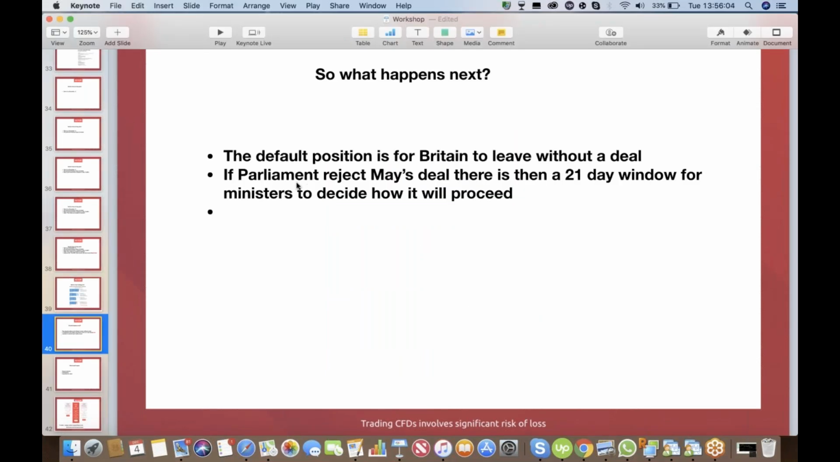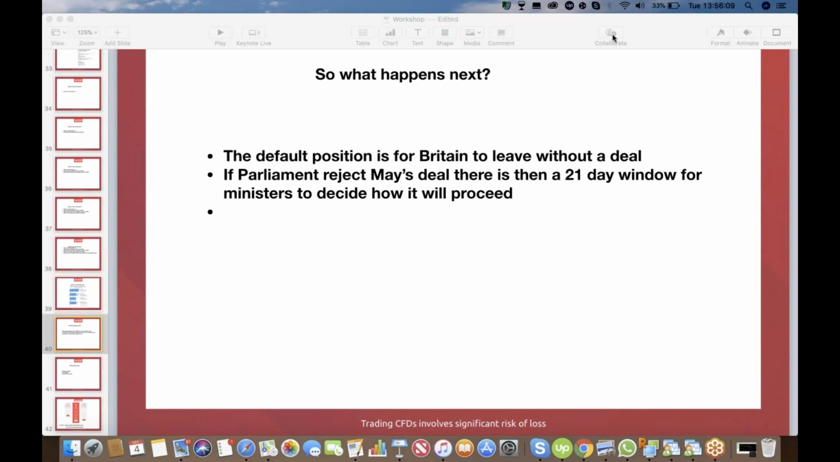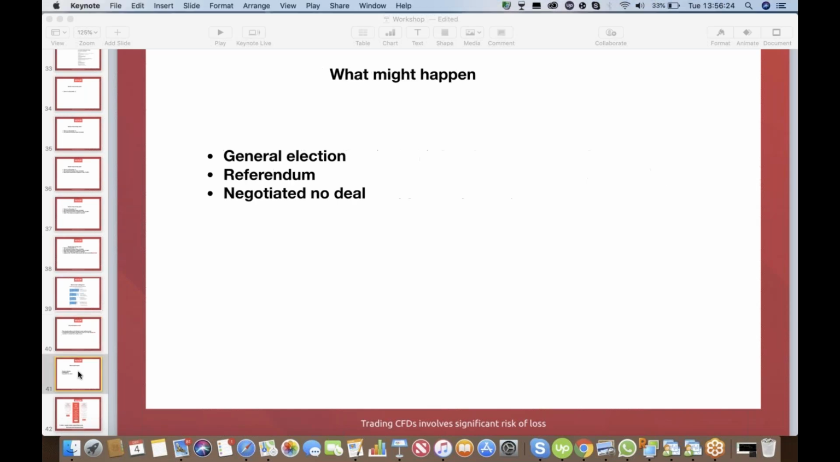So the default position, so what happens if the deal is not accepted? Okay, well, the default position is Britain will leave the EU without a deal. And if Parliament rejects Theresa May's deal on the 11th of December, there's a 21-day window for ministers to decide how it will proceed. Okay, so then there's 21 days of working out what to do next. And what you might get is either a general election, a referendum, or a negotiated no deal. Or there may be a fourth option. Theresa May might try again or get the vote through a fourth time.